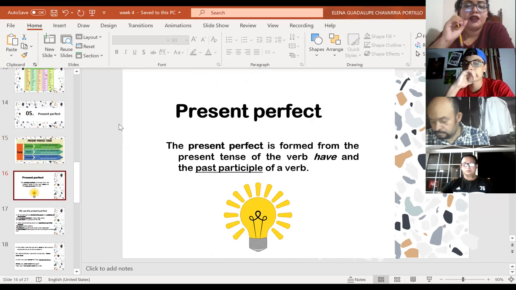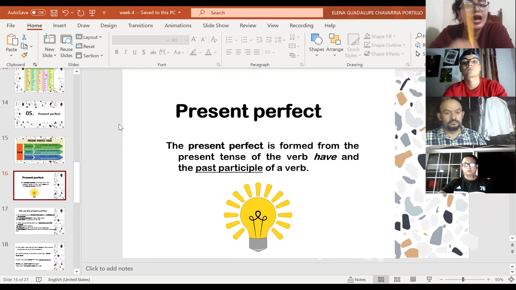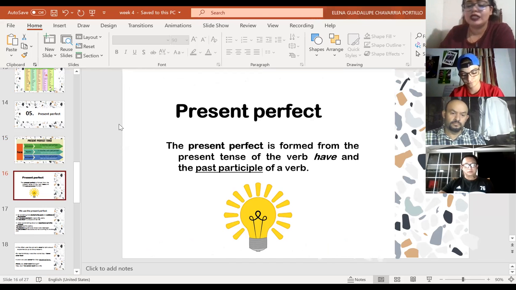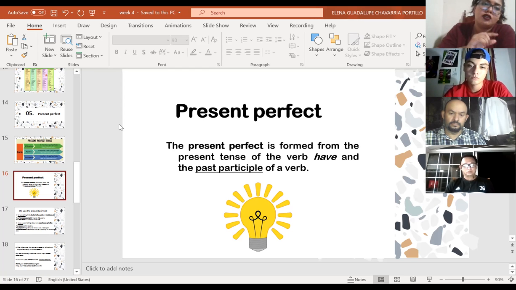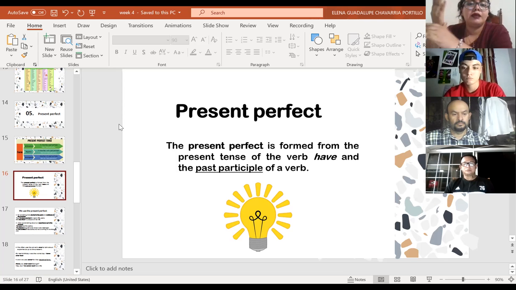Then, the present perfect is formed from the present tense of the verb have and the past participle of a verb. Esto es lo que ya veíamos. Está formado por el tiempo presente del verbo have, que lo vamos a utilizar como auxiliar, y el past participle del verbo. Quiere decir que vamos a unir los dos tiempos, present and past. El presente del have más el pasado participio del verbo, y así es como vamos a formar nuestro present perfect tense.